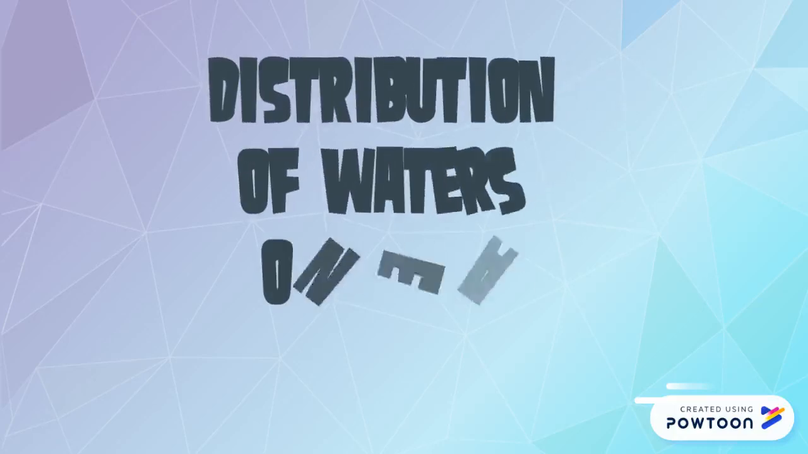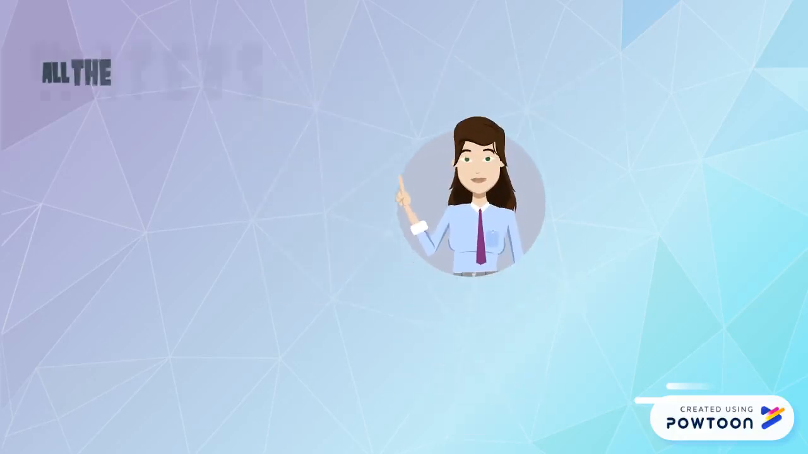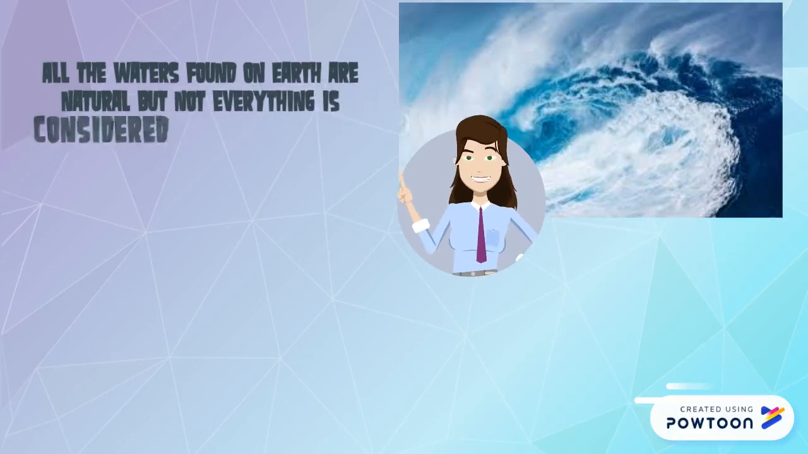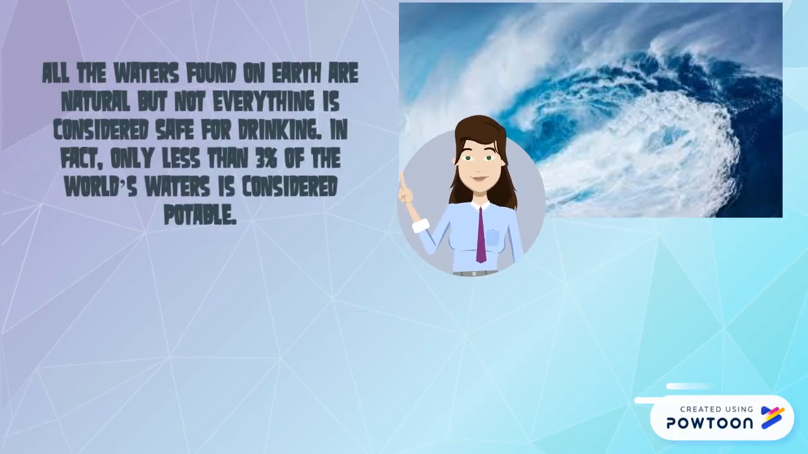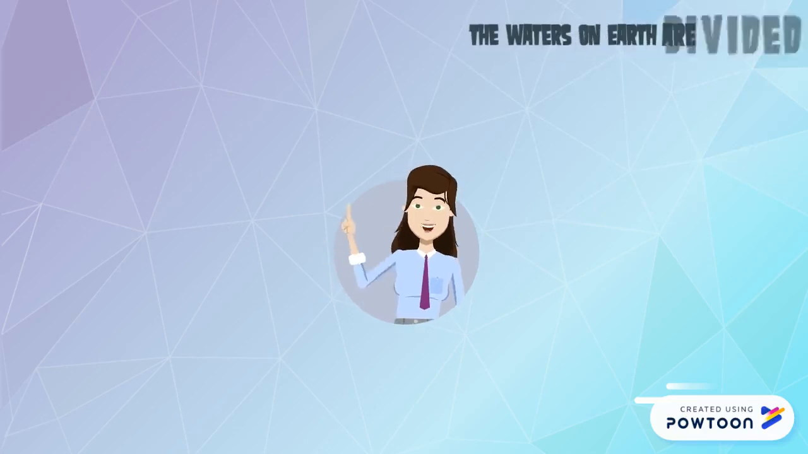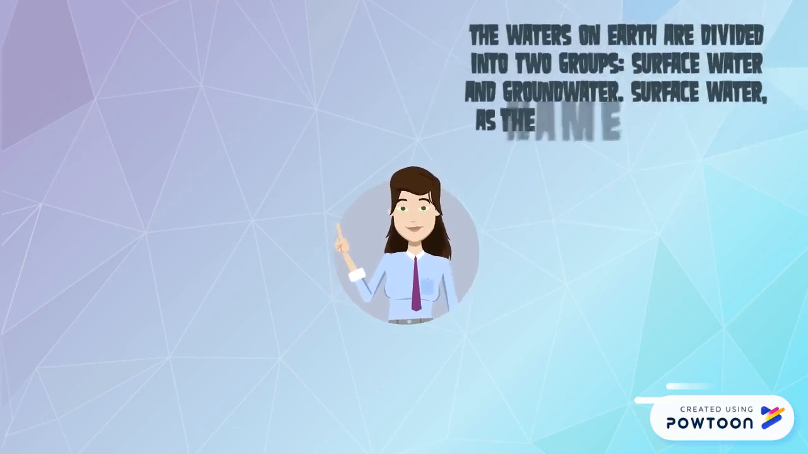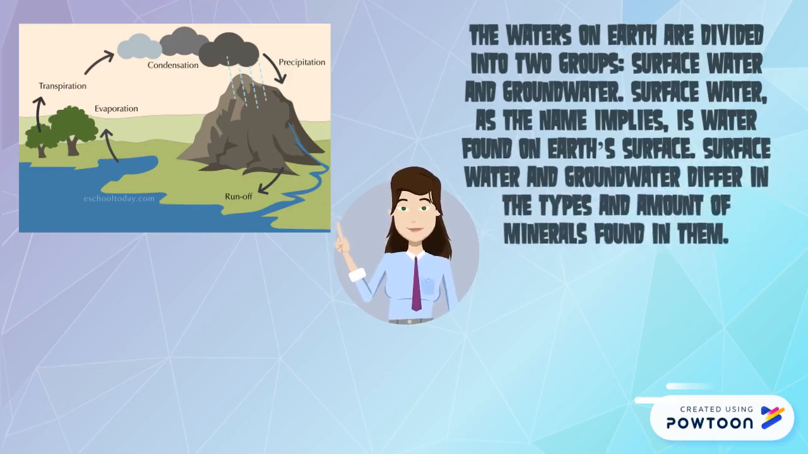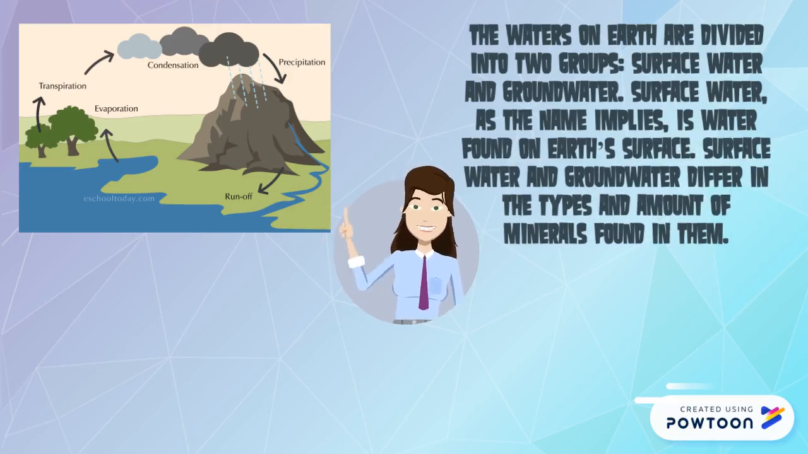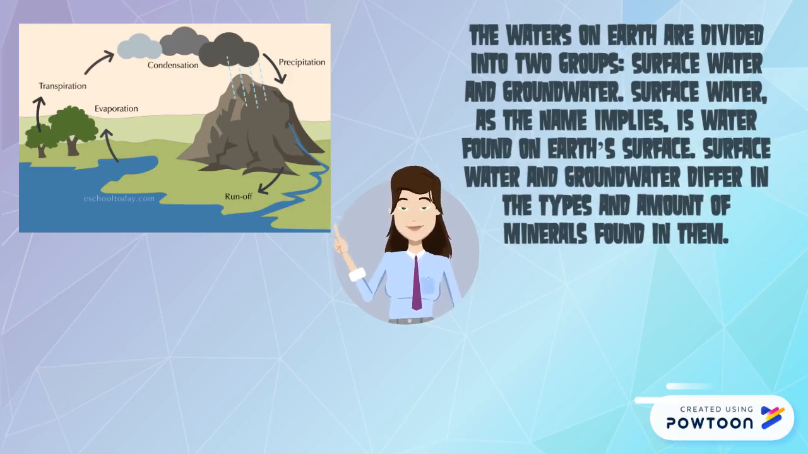Distribution of waters on Earth. All the waters found on Earth are natural, but not everything is considered safe for drinking. In fact, only less than 3% of the world's waters is considered potable. The waters on Earth are divided into two groups, surface water and groundwater. Surface water, as the name implies, is water found on Earth's surface. Surface water and groundwater differ in the types and amount of minerals found in them.